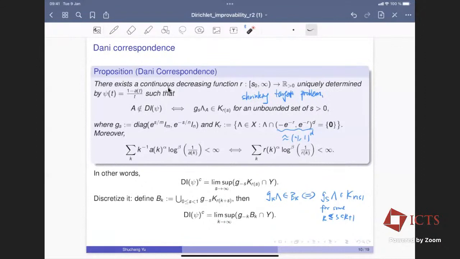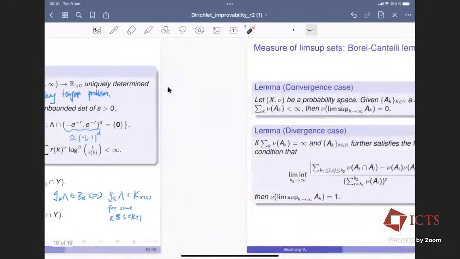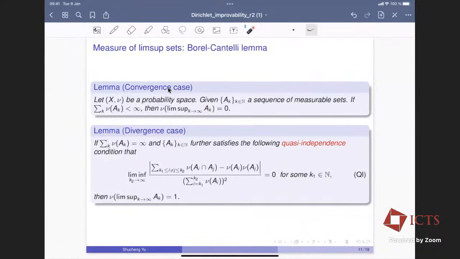For this, we can apply the Borel-Cantelli lemma, which I guess most of you are very familiar with. Here X nu is a probability space, and if we are given a sequence of measurable sets, or a sequence of events AK, then the convergence case of the Borel-Cantelli lemma says that if the sum of the measures is convergent, then this lim-sup set has measure zero. This lemma is very easy to prove.